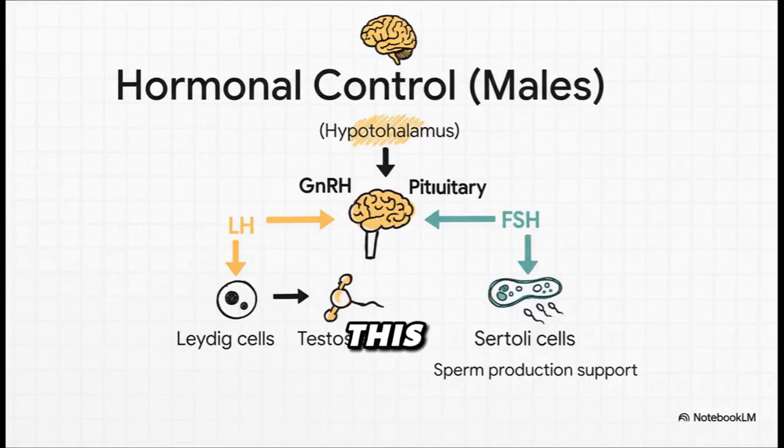So what triggers this whole factory to start working? Hormones, of course. And it all starts in the brain. The hypothalamus releases a hormone called GnRH. That GnRH tells the pituitary gland, hey, get to work. The pituitary then releases 2 key players, LH and FSH. LH travels to a different set of cells, the Leydig cells, and tells them to make testosterone. Meanwhile, FSH goes to those Sertoli cells we just talked about and tells them to support sperm production. It's a perfect chain of command.